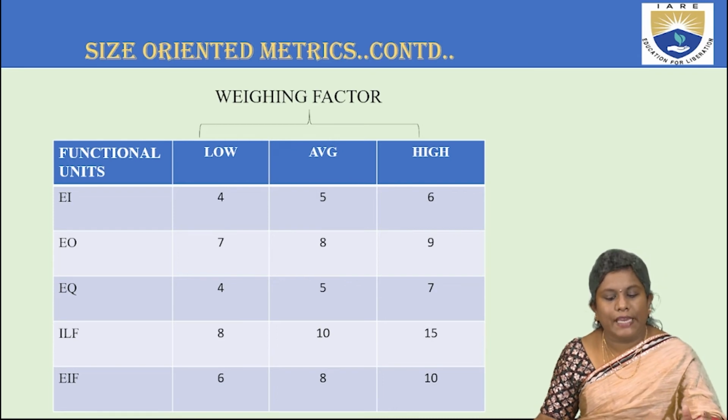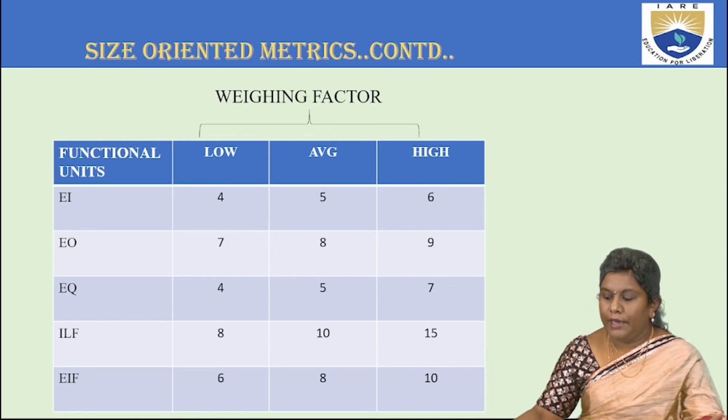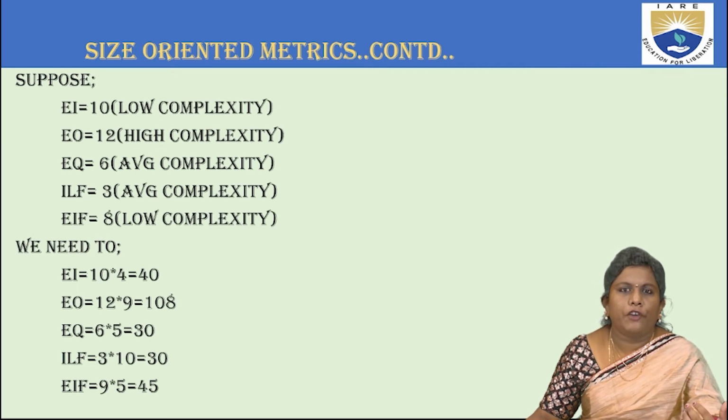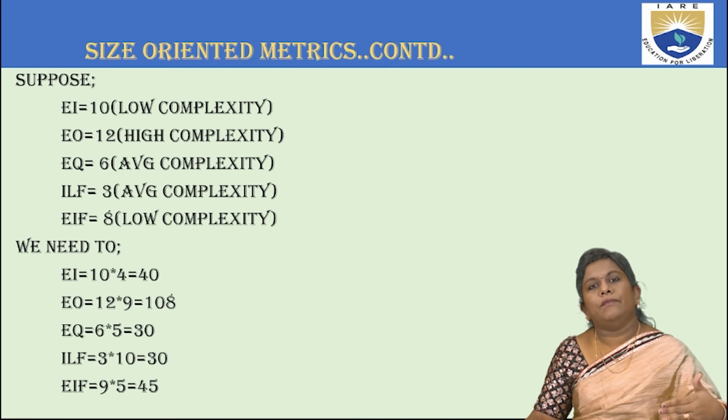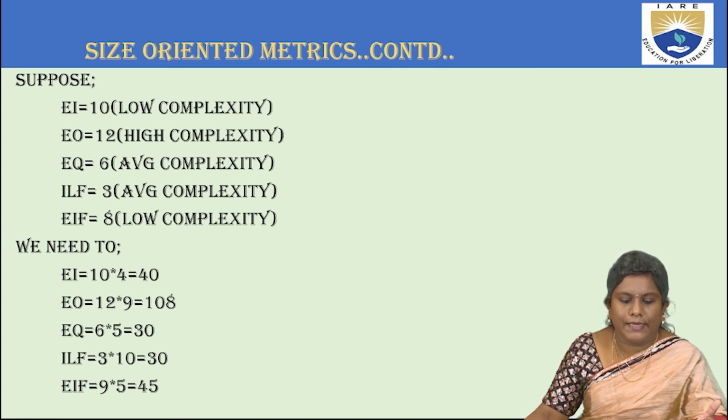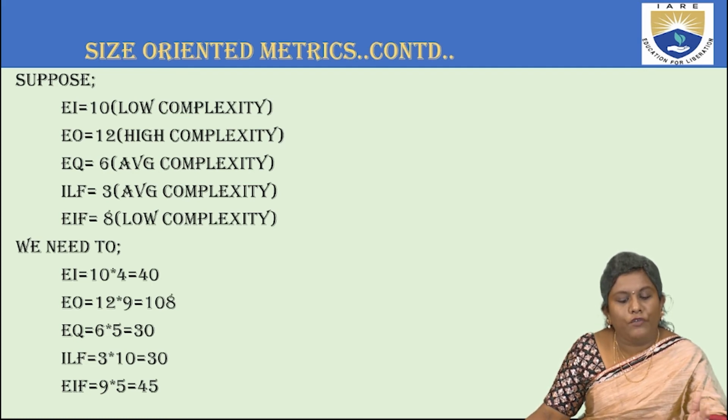So basing upon this table and the values that we have specified here, we will be seeing the calculation. Let us assume, basing upon different processes, the team will actually assess all these values. So suppose that EI equal to 10 of low complexity. 10 is the value given to EI and it is of low complexity. And EO is 12 of high complexity. EQ is 6 of average complexity. ILF is 3 of average complexity. And EIF is 8 of low complexity.